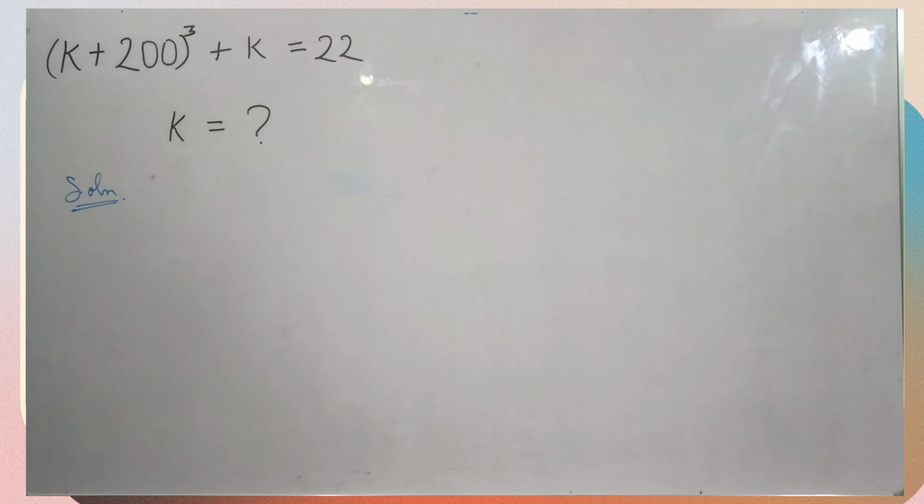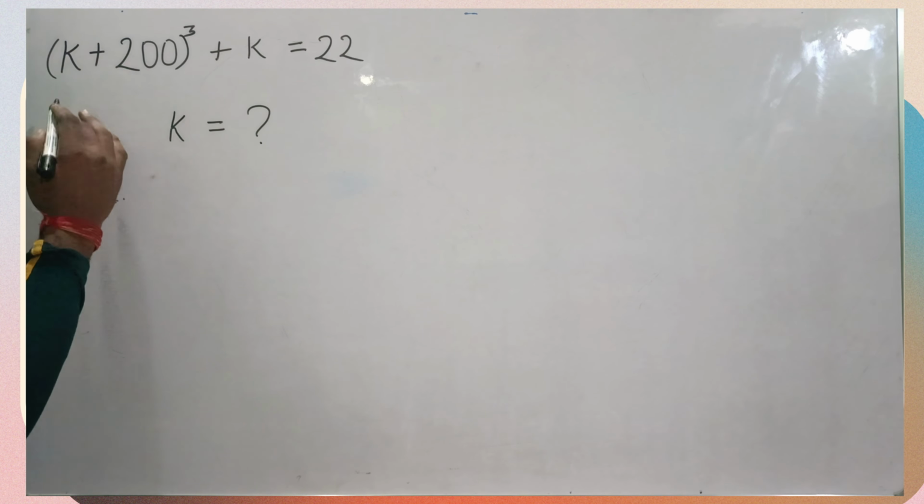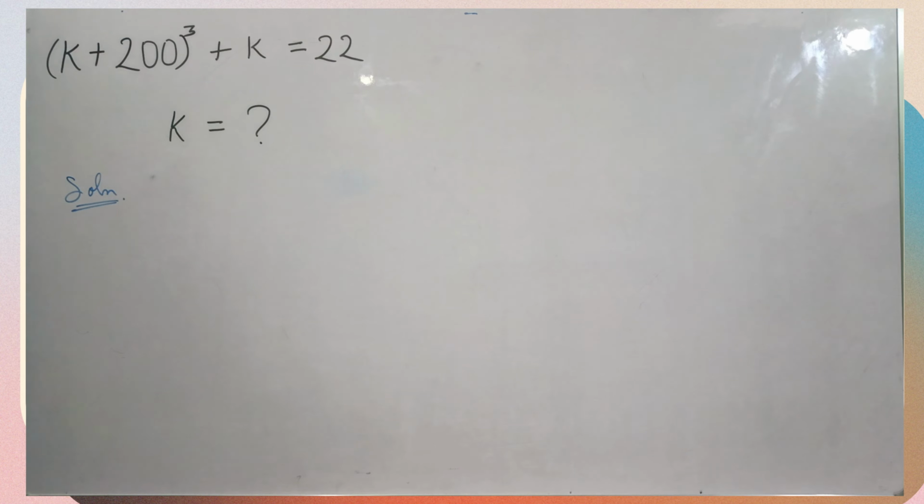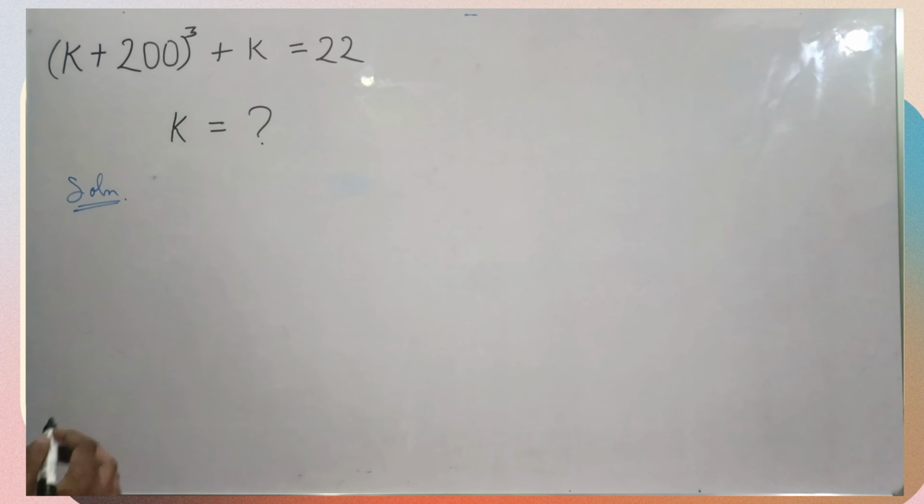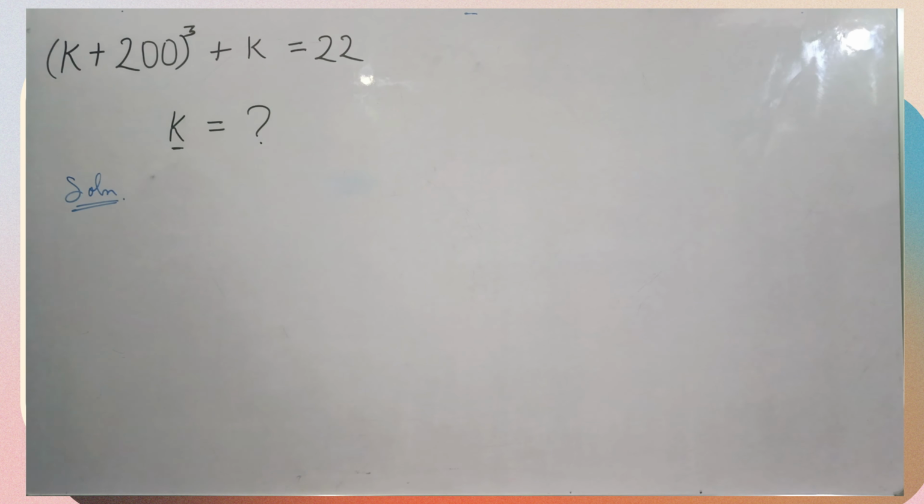Hello everyone, welcome. Let's solve this math problem: (k + 200)^3 + k = 22, and we need to find the value of k. First of all we will use the substitution method, and after that we will use substitution and a smart assumption to get the solution in fewer steps. So let's start with the substitution method.